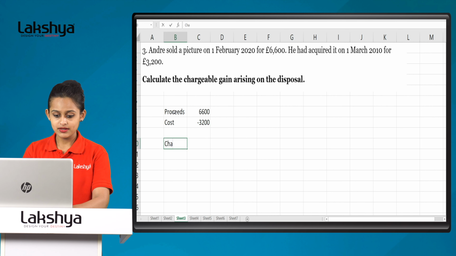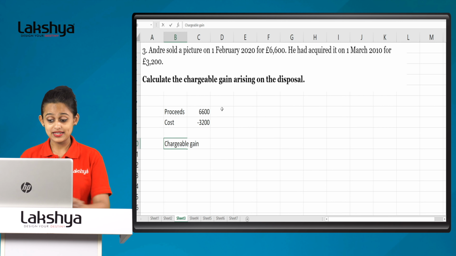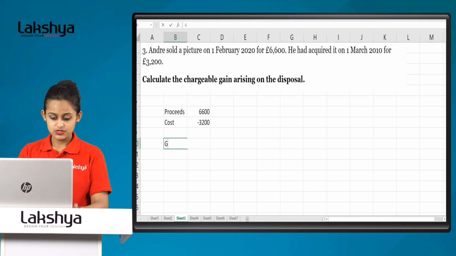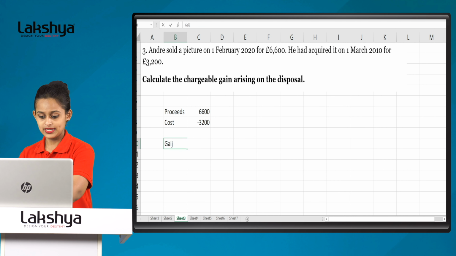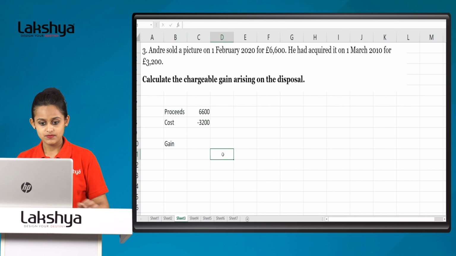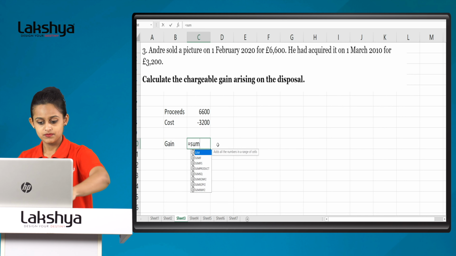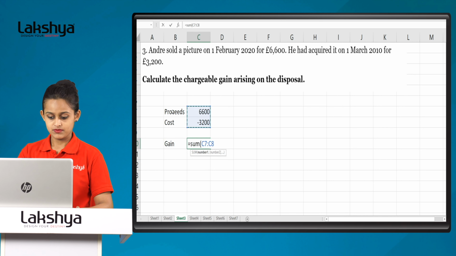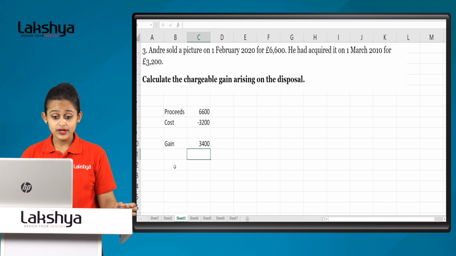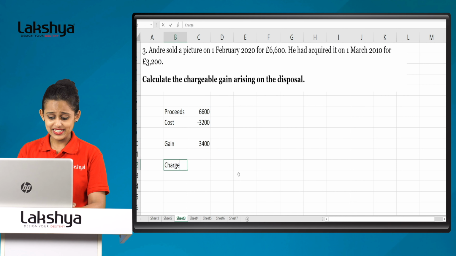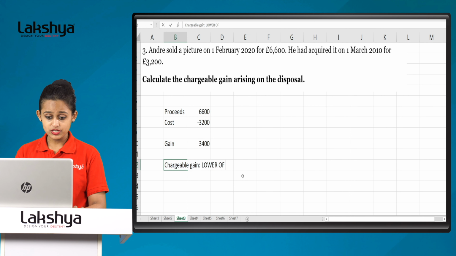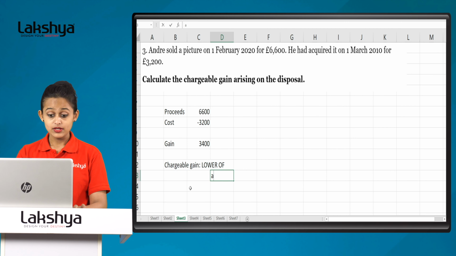Let's calculate the gain. The gain here is 3,400. But what is the chargeable gain? As we saw, it's the lower of two amounts. It's the lower of A, the normal gain, which is 3,400, and B.